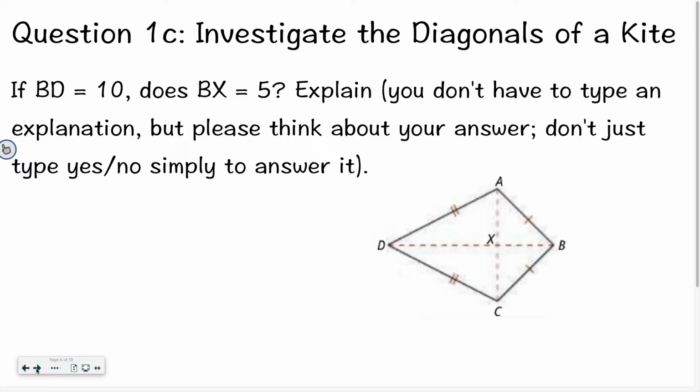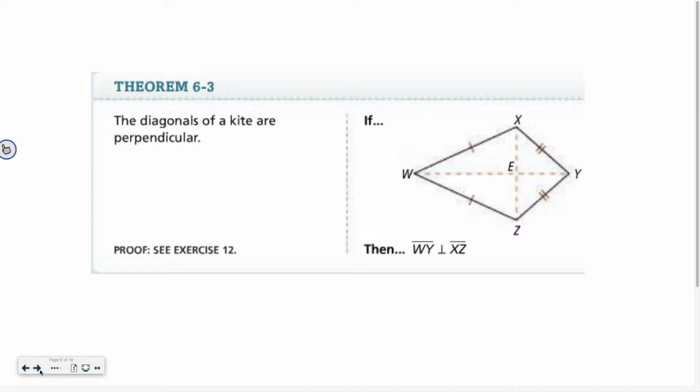Hopefully your answer was no. Even though this purple line BD bisects or cuts AC in half, AC does not cut BD in half. So that means that BX is not equal to 5. All right, and then here is the theorem talking about the diagonals that are perpendicular, if you want to take a screenshot of that.